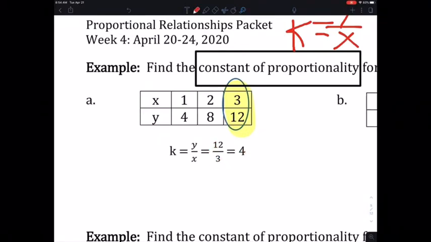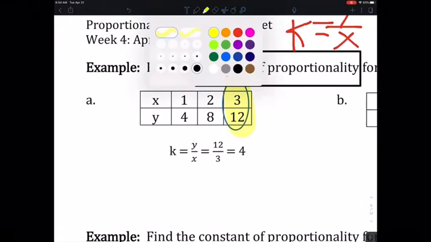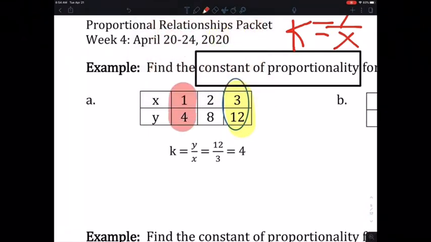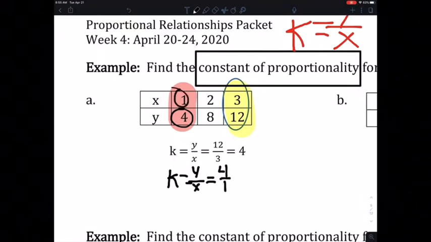If we use a different one, let's use, I don't know, the first two. So we're going to use k equals y over x equals, my y value goes first on top, which is 4, my x value in the bottom, which is 1. And what's 4 divided by 1? 4. Notice we get the same answer, right?